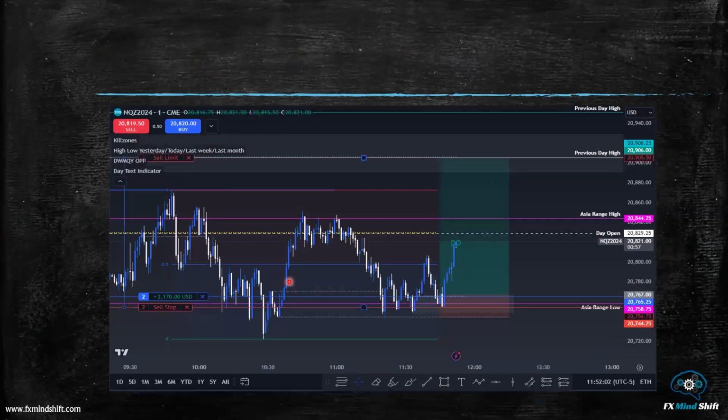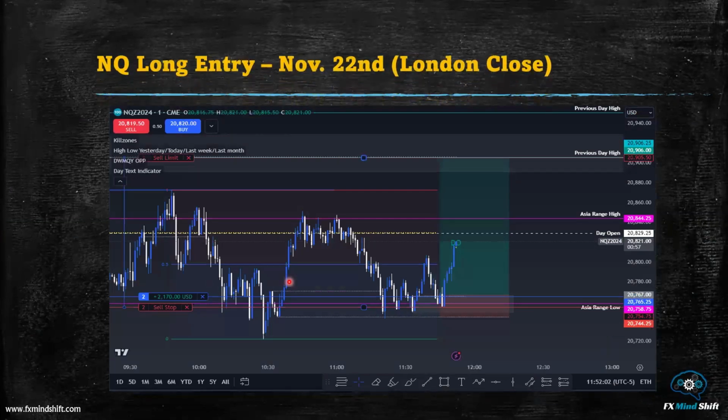Okay. Next example here, we've got a buy entry long. Okay. And this was on the 22nd of November. This is London close. Okay. So between 11 and 1 o'clock, you can see here, we took it just about between about 11:45 or so. Okay. And you can see here the confirmation was the bounce off of the Asia range low.